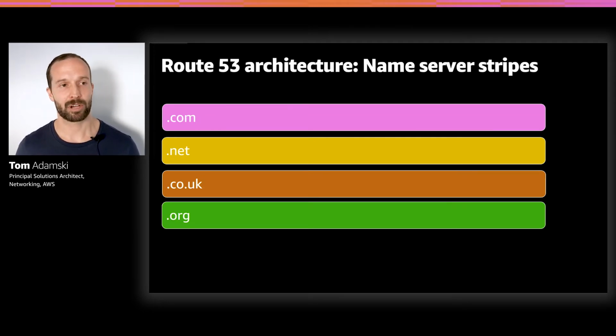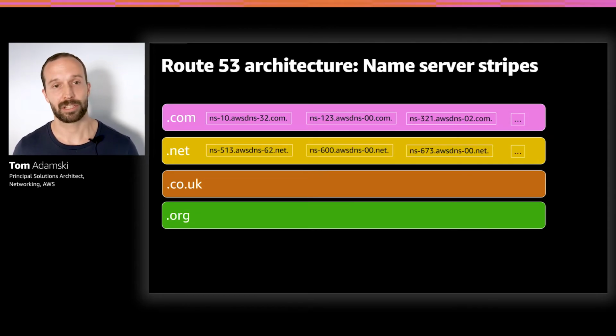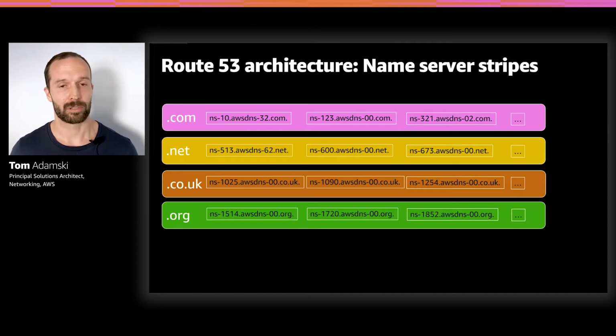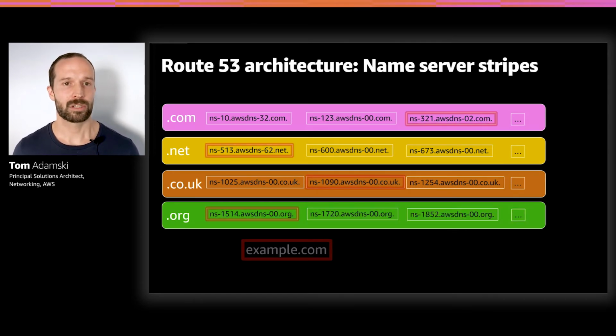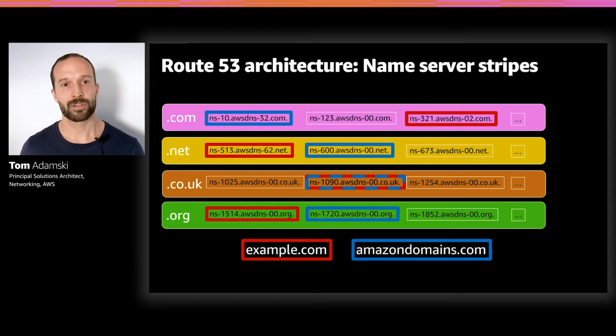And within each one of those stripes, we have thousands of unique name servers, each one with its own IP address. And so we have name servers for .com, we have name servers for .net, for .co.uk and .org. And when you decide to host a domain on Route 53, let's say example.com, 4 of those name servers would be allocated to become authoritative for your domain. If you, or another customer, creates a separate hosted zone, a separate domain, let's say amazondomains.com, another set of 4 name servers would be allocated to be authoritative for that domain.